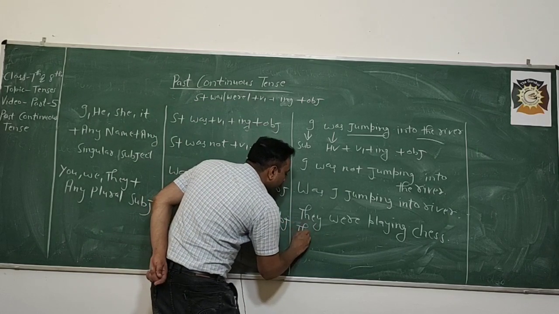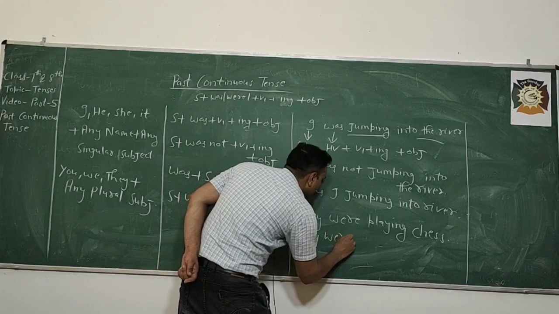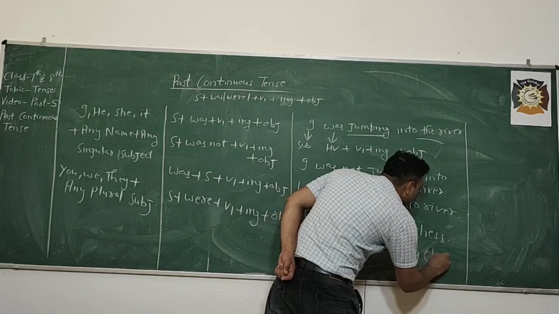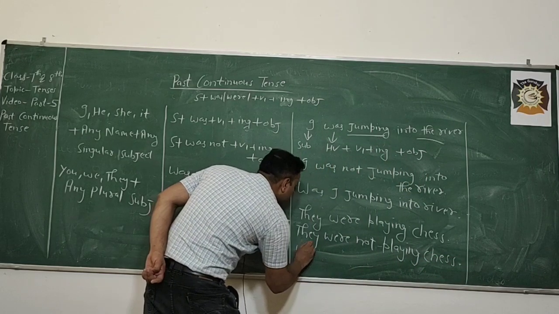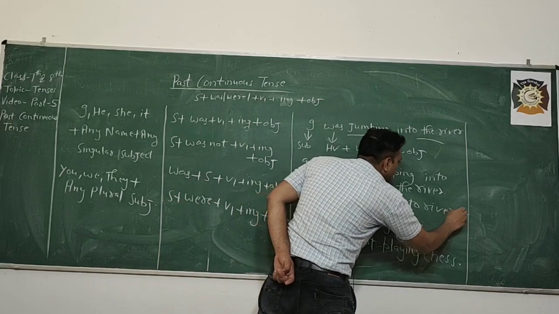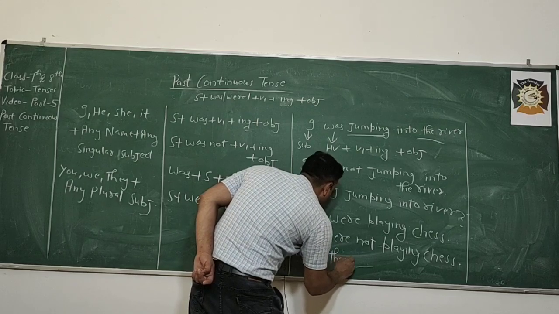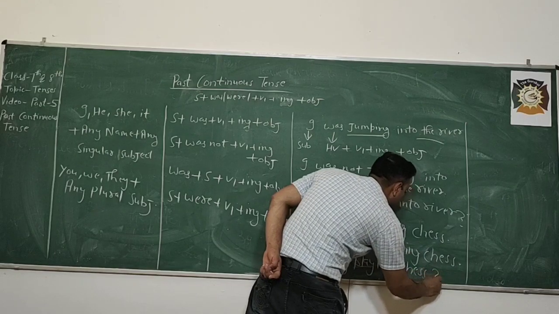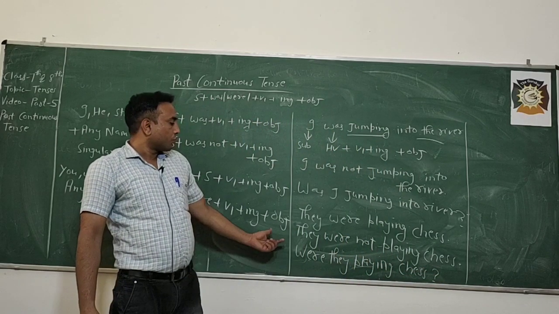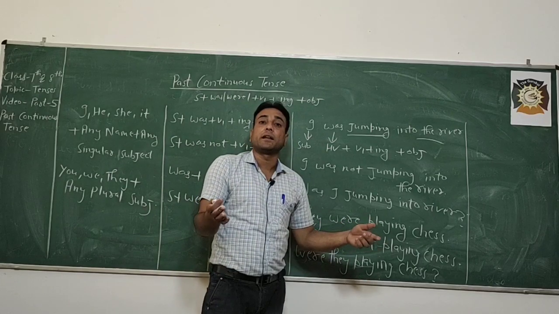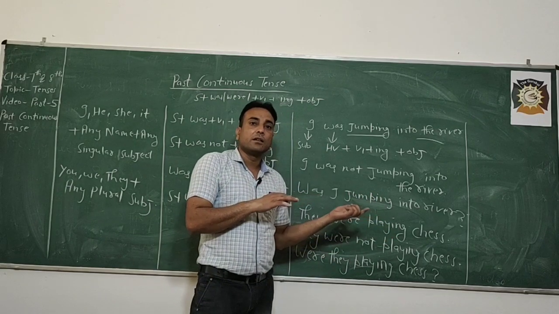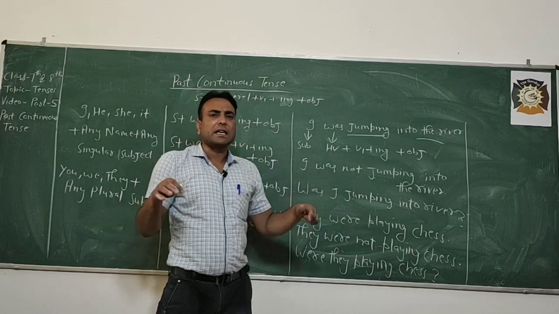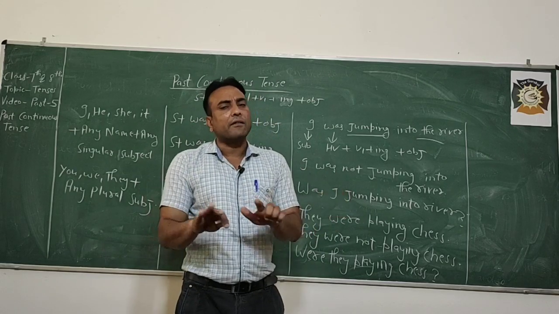They were not playing chess. Were they playing chess? Question mark means. They were playing chess. वे चेस खेल रहे थे. The action started somewhere in the past and continued in the past. I will explain each and everything with patience in the uses. Everything will be clear to you.